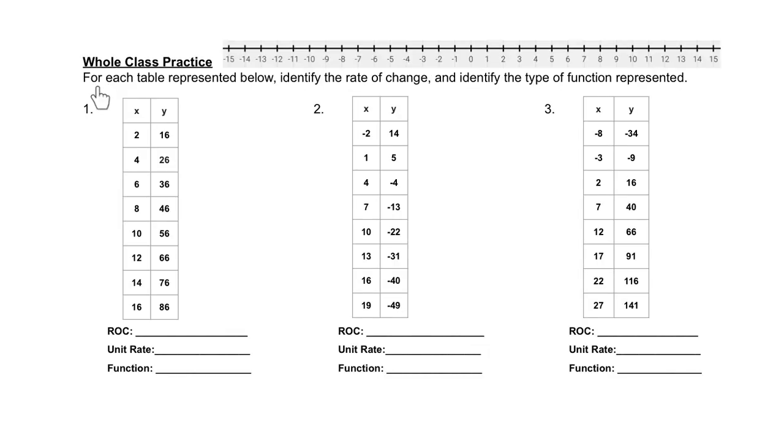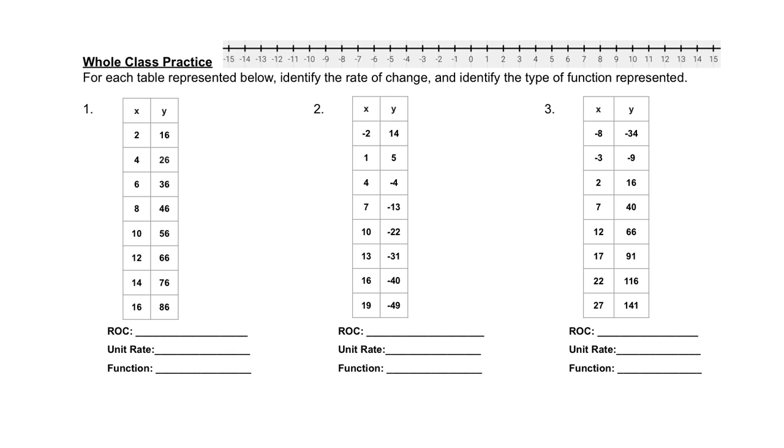So we're looking at our whole practice now. For each table represented below, you want to identify the rate of change, including the unit rate, and identify the type of function represented. So this is going to be just like you did in the last lesson, except your x values are not going to go by 1. So you're going to find the change in x and the change in y for each one of these tables.